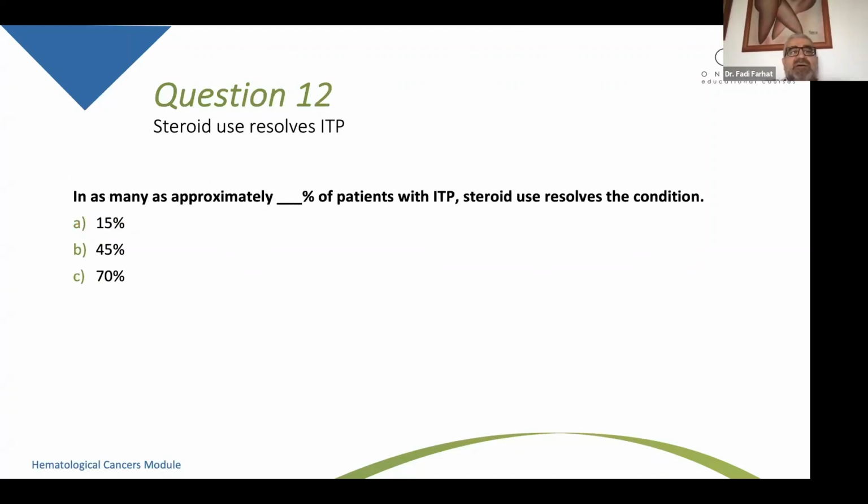Now, in which percentage of patients with ITP will steroids resolve the problem? 50%, 70%, or 45%? So how powerful are steroids in resolving the ITP condition by giving a response of at least more than 50, or better, more than 100,000? Is it 15%, 45%, or 70%? And it's correct, 50. I see that 55% voted for 70%.